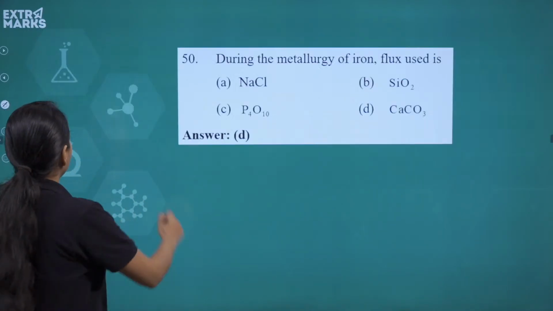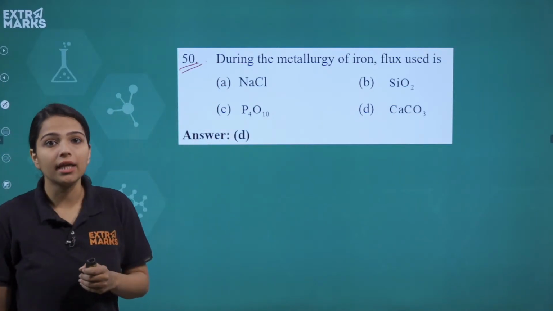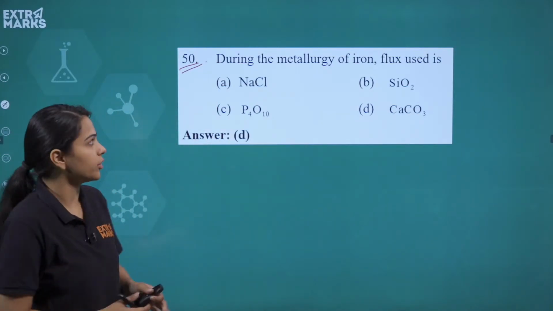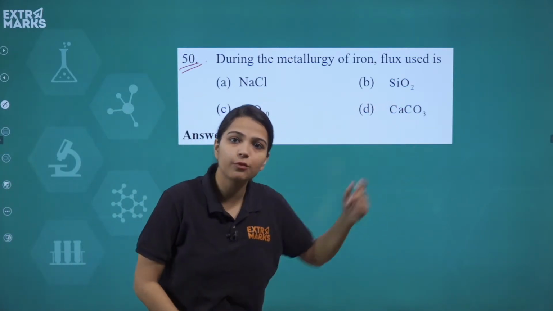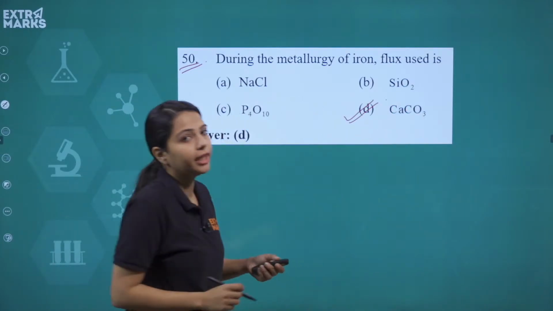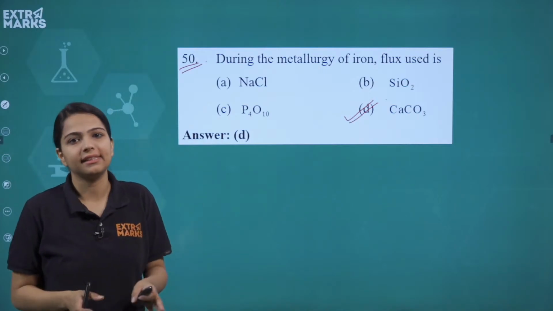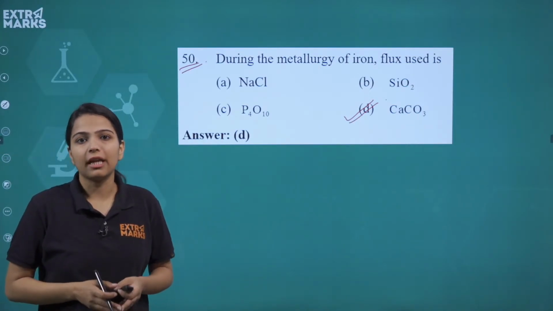Next question 50. Last question of this test. During the metallurgy of iron, flux used is which? NaCl, SiO2, P4O10 or calcium carbonate. So the flux that we basically used is your basic flux, which is calcium carbonate, to eliminate all the acidic impurities from it. Alright, so these were the 50 questions of chemistry that we had to discuss.